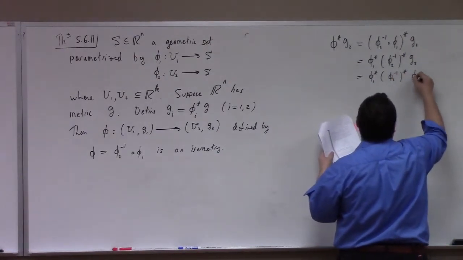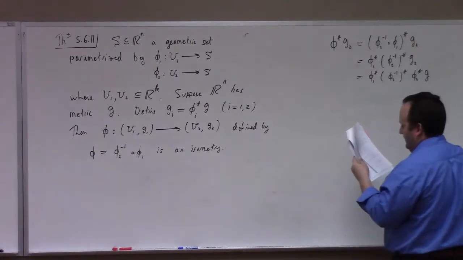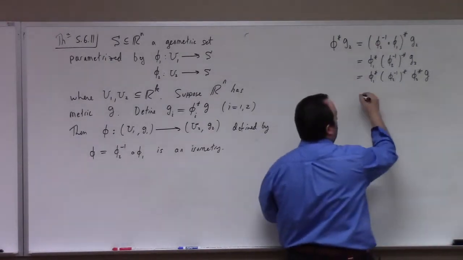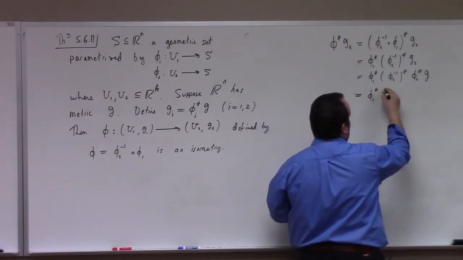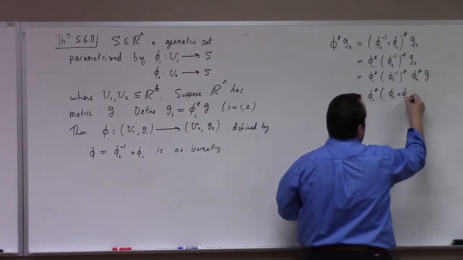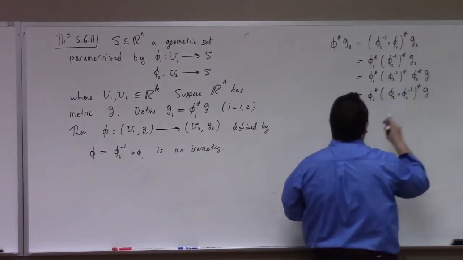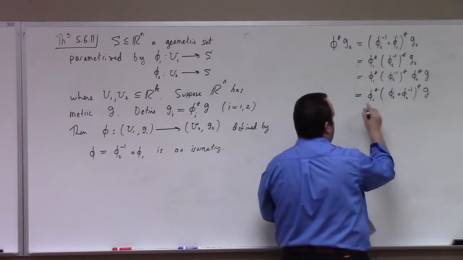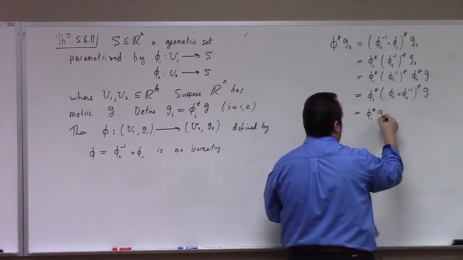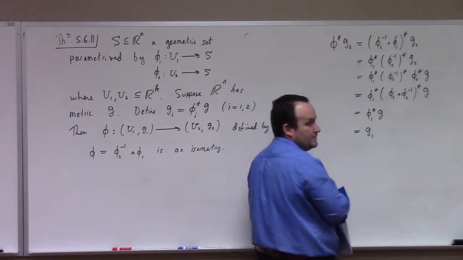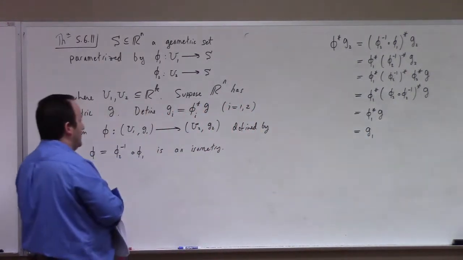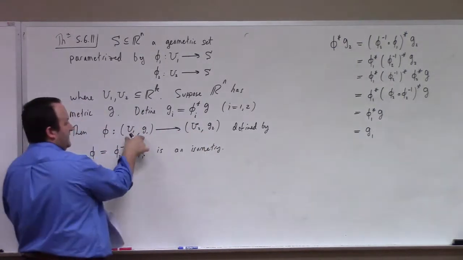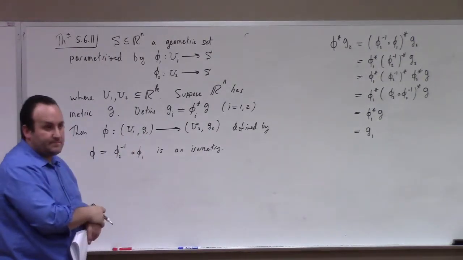What is G2? Well, G2 is phi2 pullback G, right? But then again, by properties of pullback, that's really phi1 pullback phi2 composed with phi2 inverse pullback G, right? That's the identity, so we just get phi1 pullback G, which is G1. So what we've just shown is that under this phi map, we pull back the G2 metric to the G1 metric, which is to say that phi is an isometry.